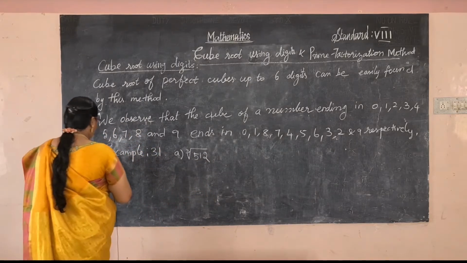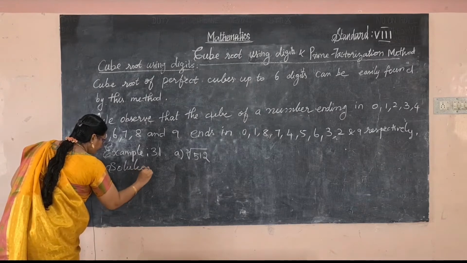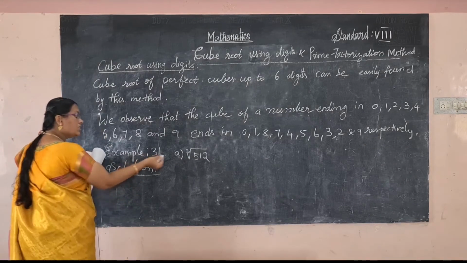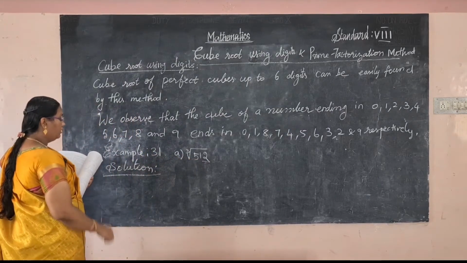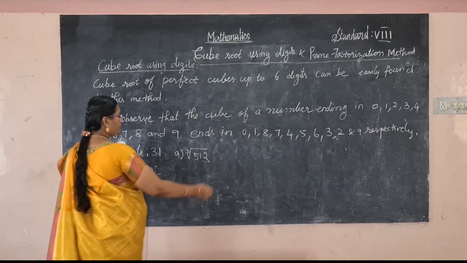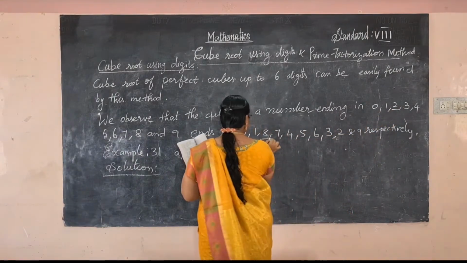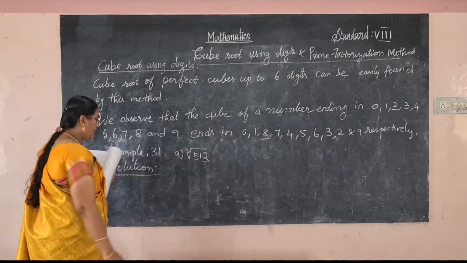As usual, the ones digit of the number is 2. So the corresponding cube value is 8. The corresponding value is 8.